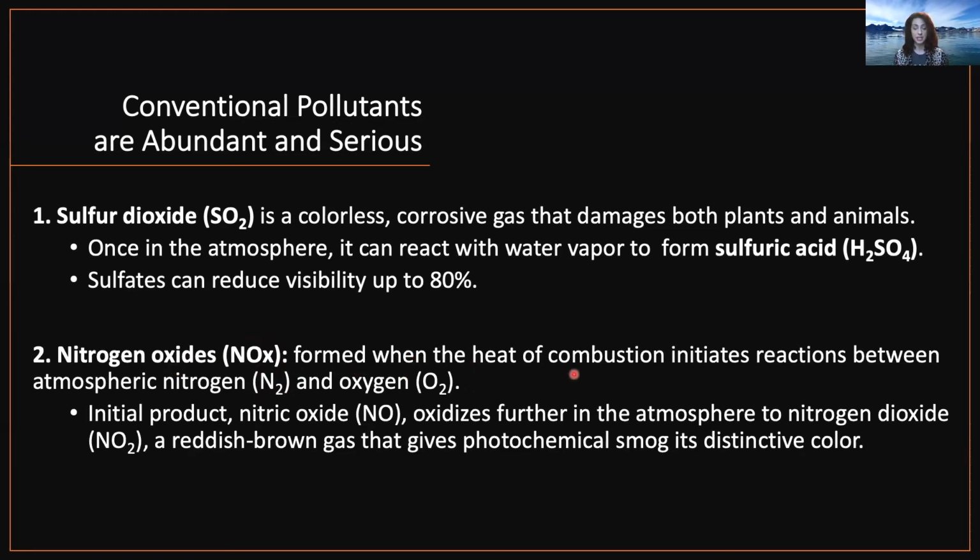So during combustion, for example, in a combustion engine, like in our cars, that initiates that reaction between atmospheric oxygen and atmospheric nitrogen. We get that initial product of nitric oxide, which is NO. That nitric oxide will oxidize further in the atmosphere to turn into nitrogen dioxide, which is NO2. And NO2 is a reddish brown gas, which will give smog its distinctive color. So that smog that you see in heavily populated urban areas is largely reddish brown because of nitrogen dioxide.